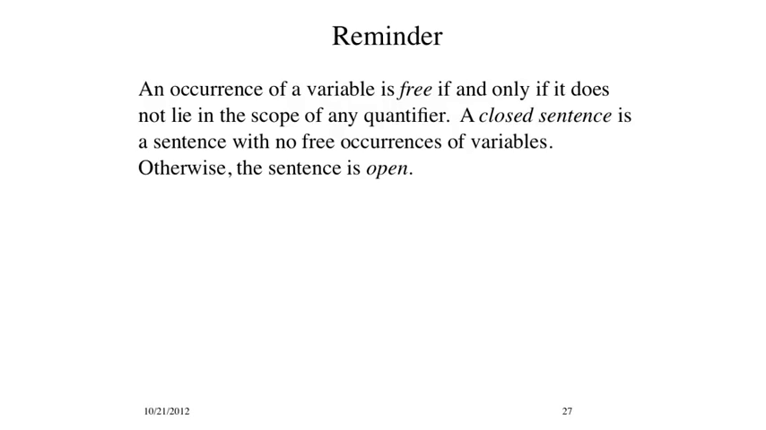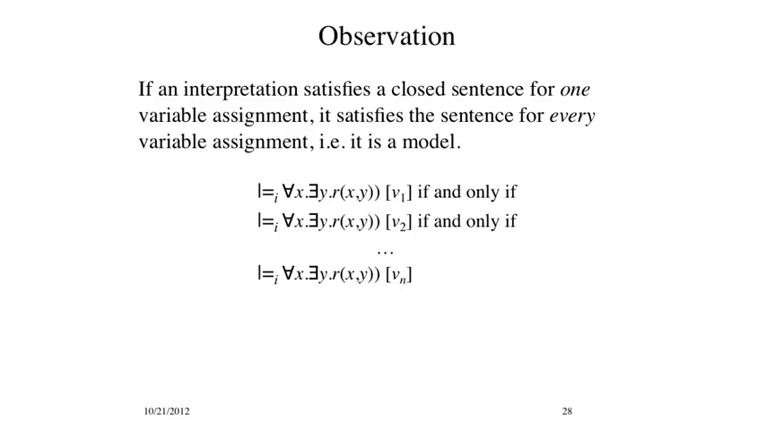Remember that an occurrence of a variable v is free if and only if it does not lie in the scope of any quantifier, and a closed sentence is a sentence with no free occurrences of variables, otherwise the sentence is said to be open. Now let's use these two concepts in a couple of observations. If an interpretation satisfies a closed sentence for one variable assignment, then it satisfies the sentence for every variable assignment. In other words, it's a model of that sentence. You should think about this to convince yourself that it's always true.